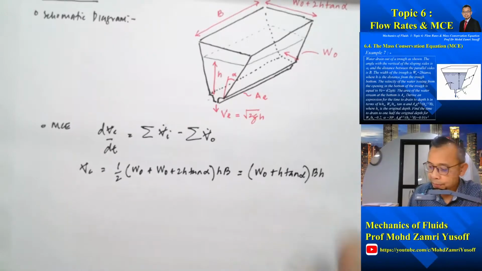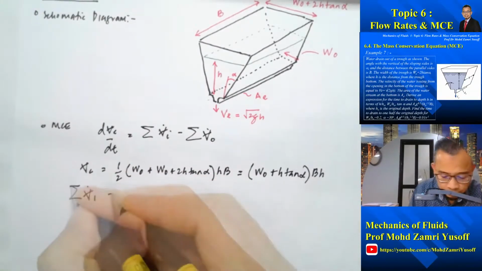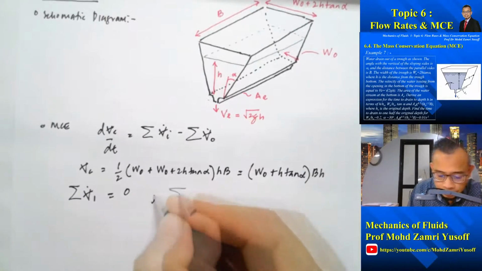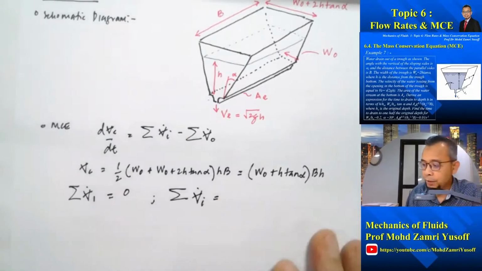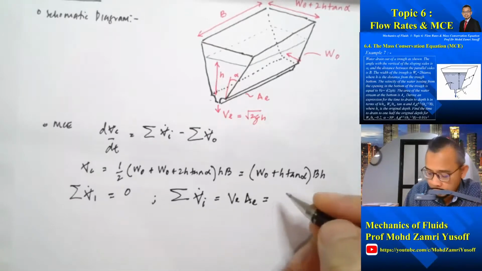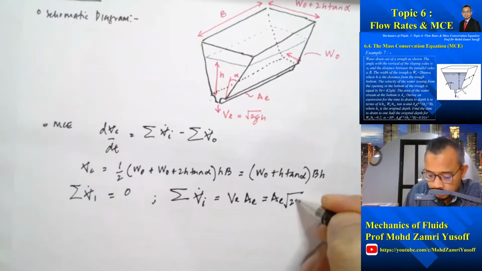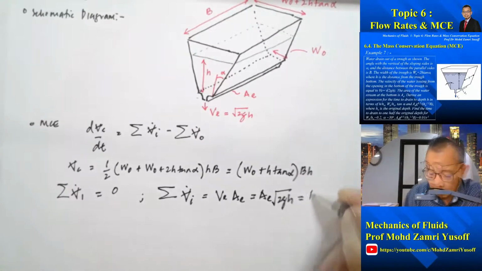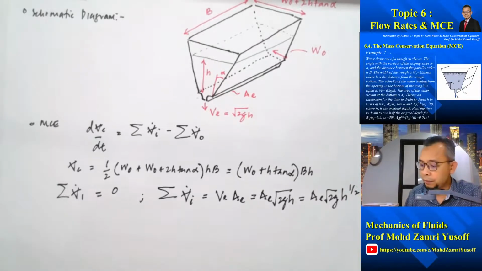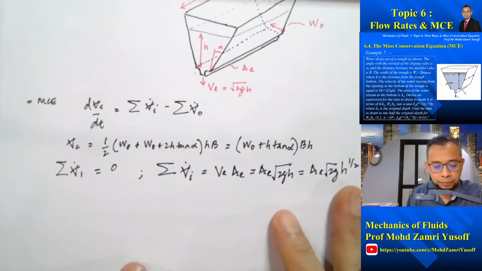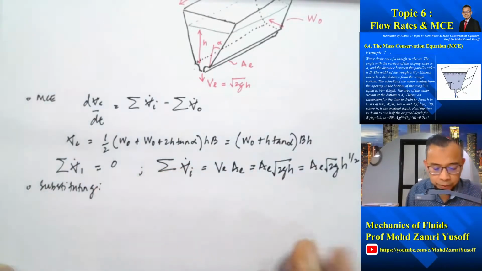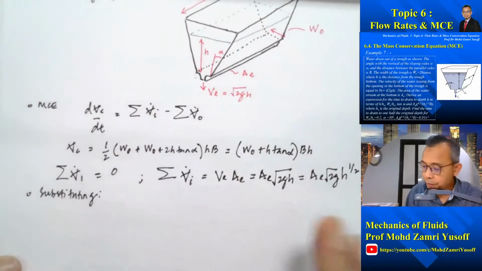There is no inlet, so that is equal to 0. Then what about the exit? We only have one exit, so VE AE is equal to AE root 2gh, or AE times 2gh to the power of half. The next thing that we need to do is substitute these two expressions into the equation.